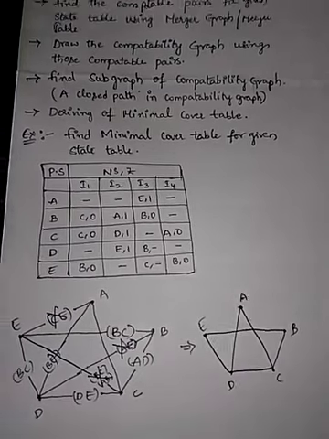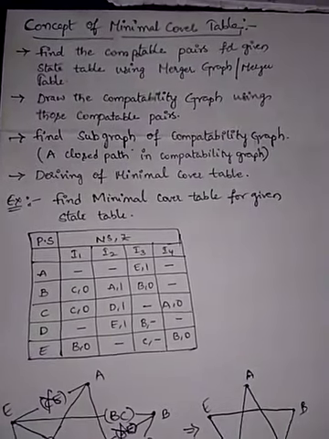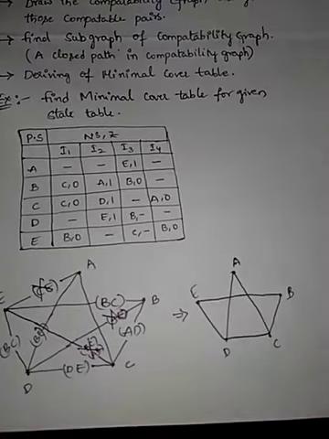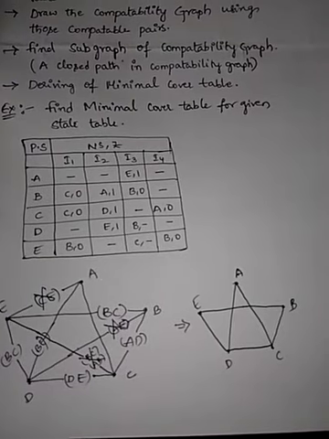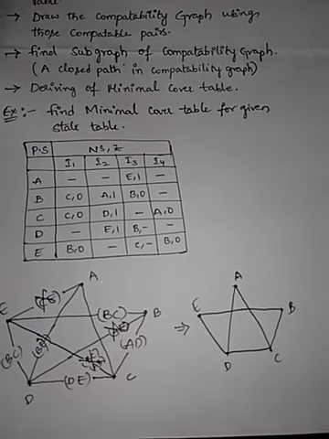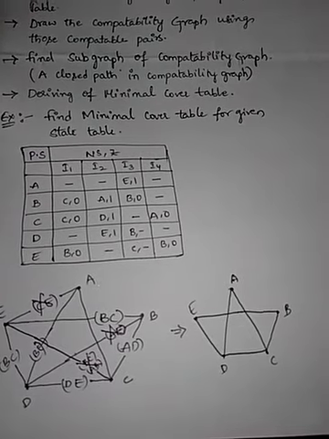But in step number 1, they asked you to find only the compatible pairs. Compatible pairs means from the final graph you can say that with A, C comma D is compatible. That means AC is compatible, AD is compatible. And with B, BC is compatible, BE is compatible.